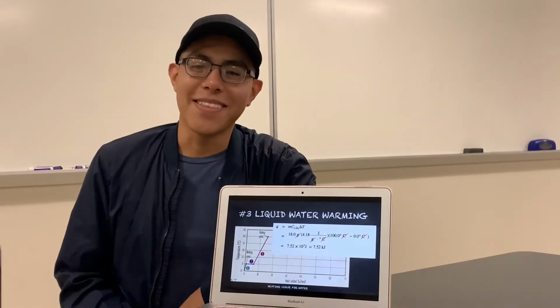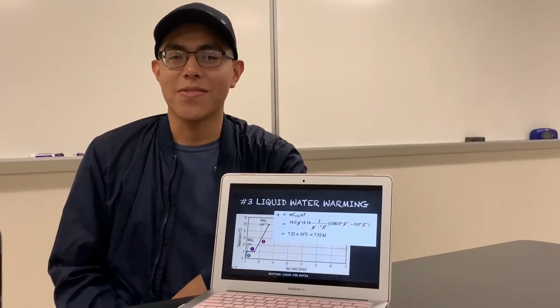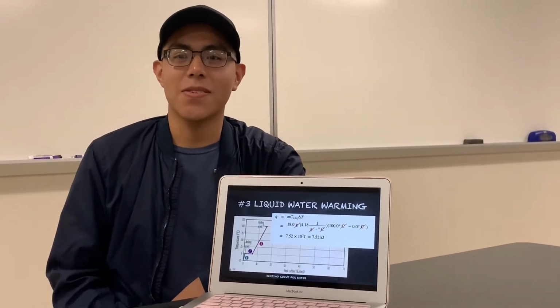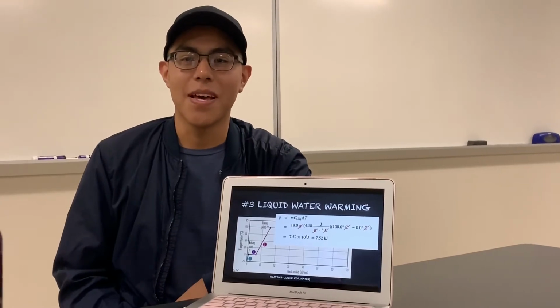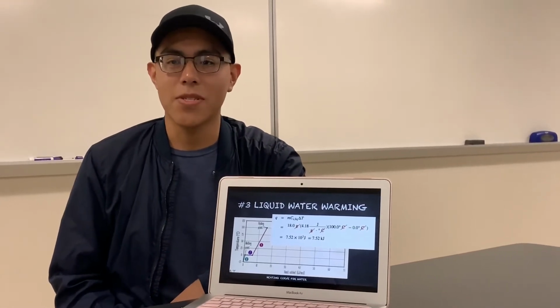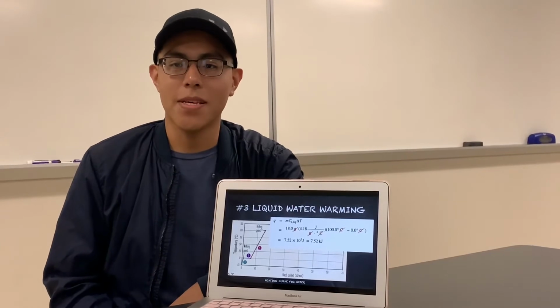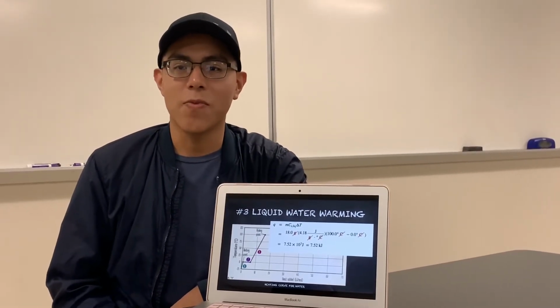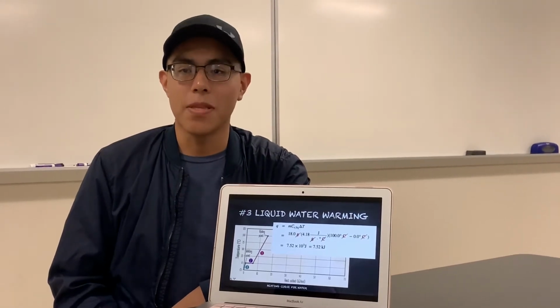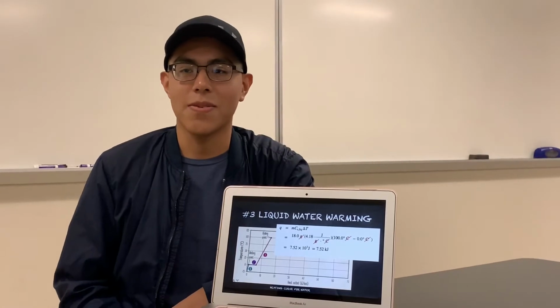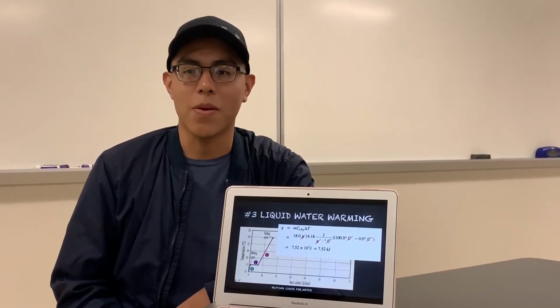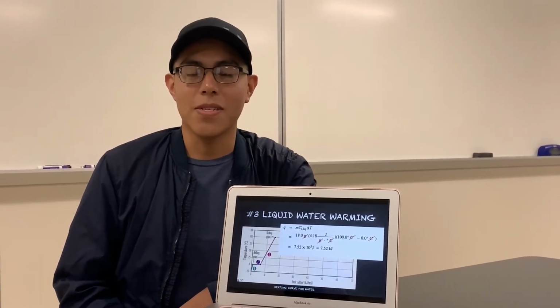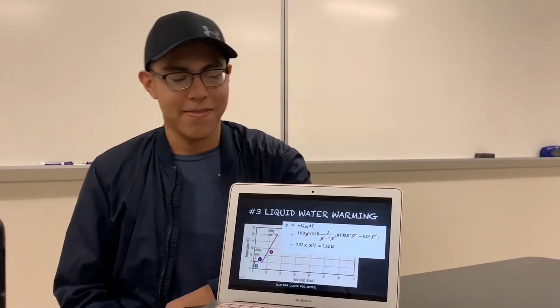In segment 3, the liquid water warms from 0 degrees Celsius to 100 degrees Celsius. Since no transition takes place during this segment, we use the same formula from the first segment and multiply the mass times the heat capacity times the change in temperature. Since the heat capacity of liquid water is 4.18 joules per gram degree Celsius, our calculation should give us 7.52 kilojoules of heat in order to warm the liquid water from 0 degrees Celsius to 100 degrees Celsius.